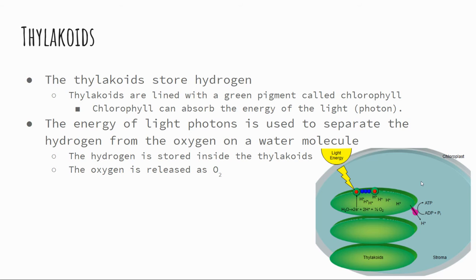So, of course, thylakoids are going to store the hydrogen, and they're lined with a green pigment called chlorophyll. And chlorophyll is going to absorb energy from the sun, the light, which is going to be a photon. Remember, it absorbs all light rays except green, and that is why we see green. It reflects green. The energy of the photons is used to separate the hydrogen from oxygen in a water molecule. The hydrogen is stored inside the thylakoid, and the oxygen is released as O2, as a byproduct, as a waste product.